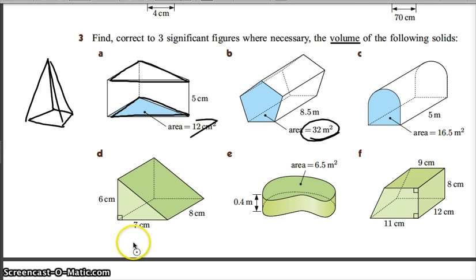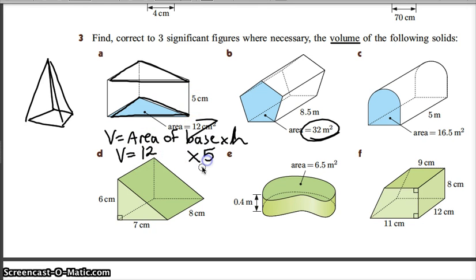Okay, what's the area of the base? Well, the area of the base, it's still the same formula, yeah? Area of base times by the height. Volume equals, in A, the area of the base was 12, times by the height, which is 5, and we know that 12 fives are 60. So we have 60 cubic centimetres there. That's the volume of that shape.